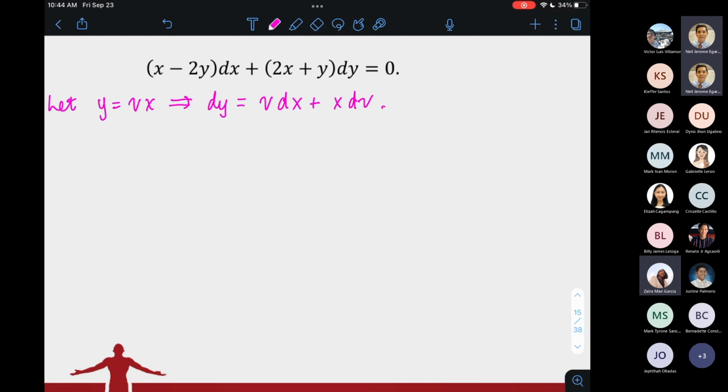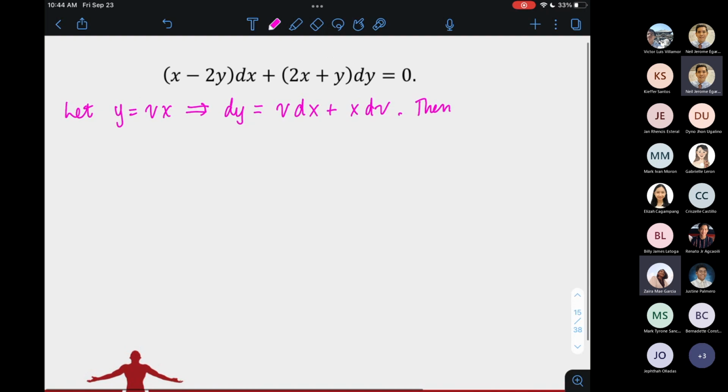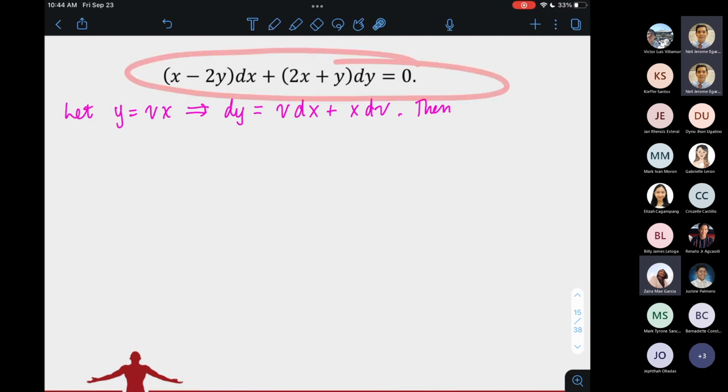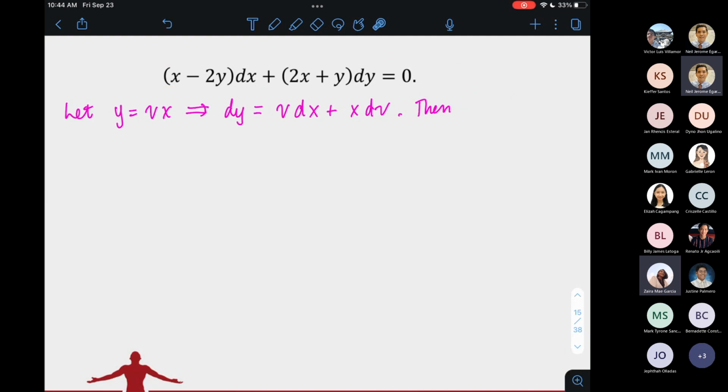Now, if I will implement this, okay, tingnan natin yung mangyayari sa equation. So dun sa given equation, lahat ng x's ay mariretain, lahat ng y's papalitan ng vx, yung mga dx mariretain, yung mga dy papalitan ng v dx plus x dv. And you see, it would be a nightmare of substitutions. Ano? Kasi mas humahaba yung mga expressions. But we don't have any choice but to do the hard work here.